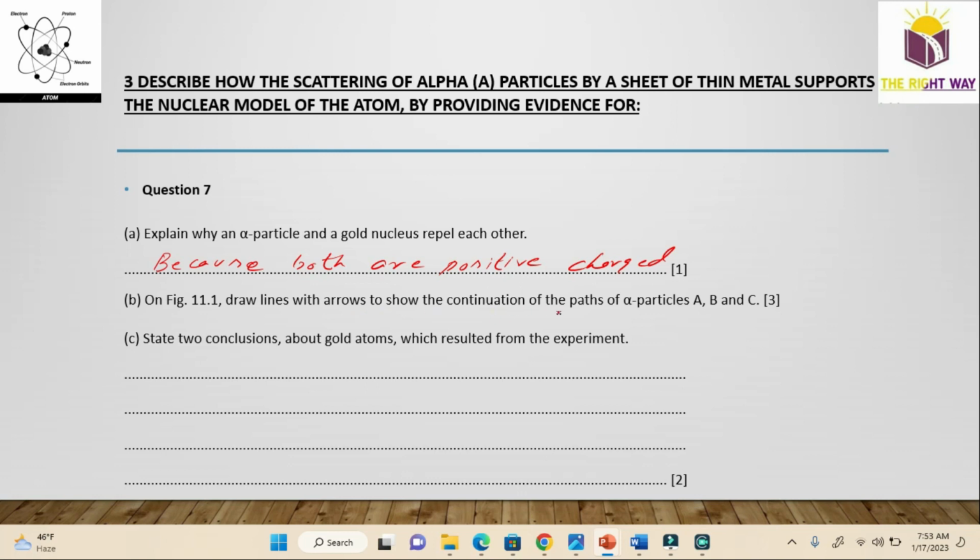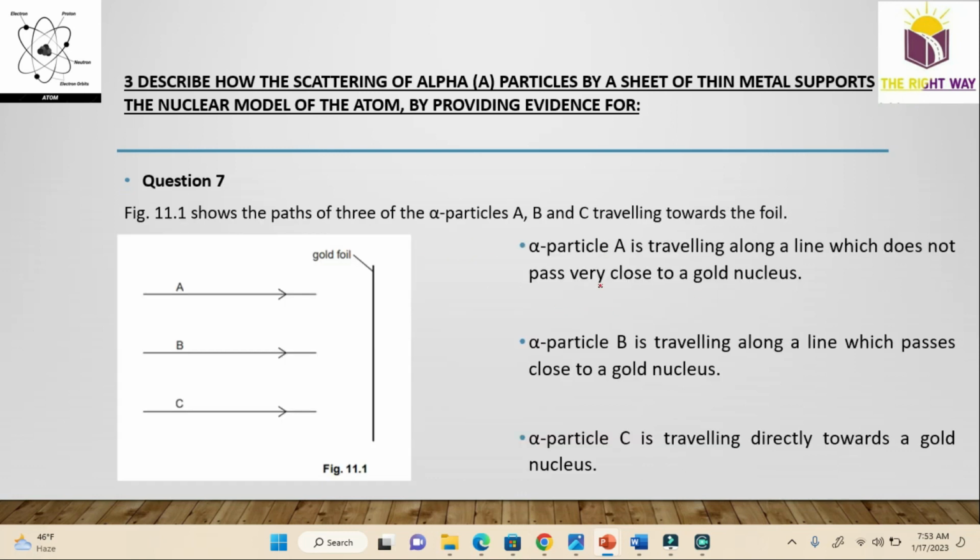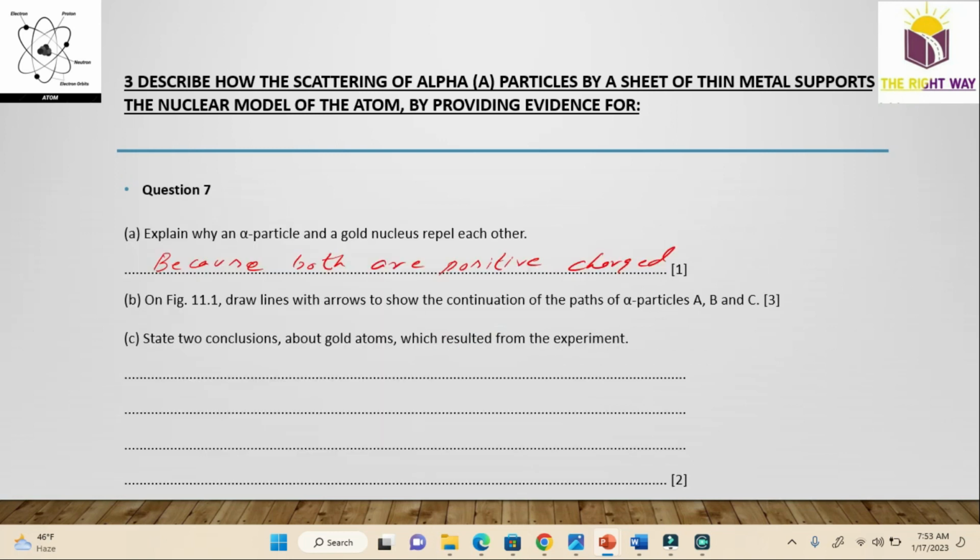Part B. On figure 11.1, draw lines with arrows to show the continuation of the path of the alpha particles A, B and C. Alpha particle A is traveling along a line which does not pass very close to the gold nucleus, so it will pass straight through. Alpha particle B is traveling along a line which passes close to the gold nucleus, so it will be deflected. Alpha particle C is traveling directly toward the nucleus, so it will bend back.